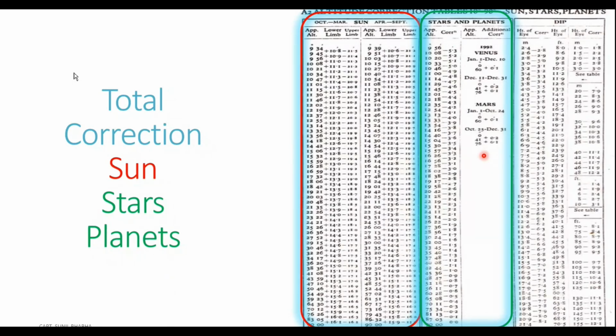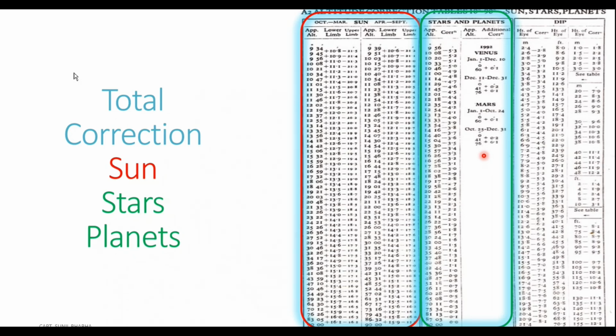And other than the phase effect, these planets are very close to us, so they have a substantial parallax, which is a positive correction. There is no parallax for Jupiter and Saturn. They are too far away from us, so the radius of the Earth does not subtend a suitable angle. But for Venus and Mars, there could be a little bit of parallax. So this additional correction takes care of both these small corrections, that is the phase correction and the parallax correction.